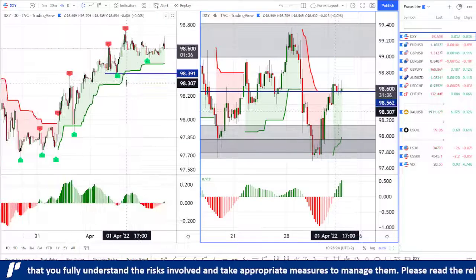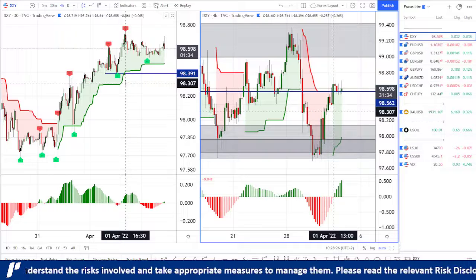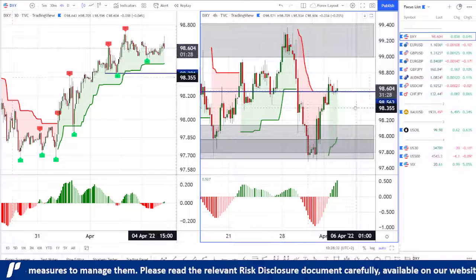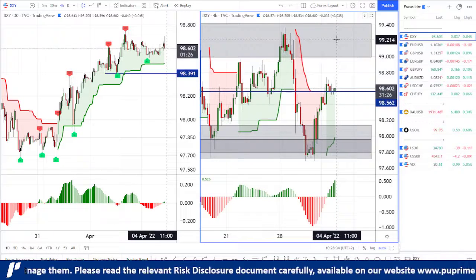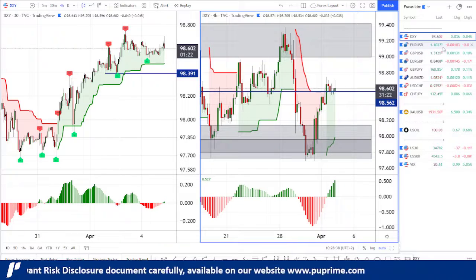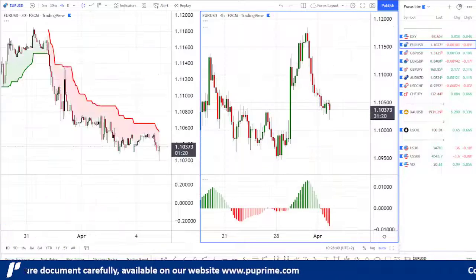So our technical bias on the US dollar index is bullish as long as we are trading above the 98.56. We will be continuing the move to the upside to target the levels of 99.20 one more time. That's what we're having on the dollar index.